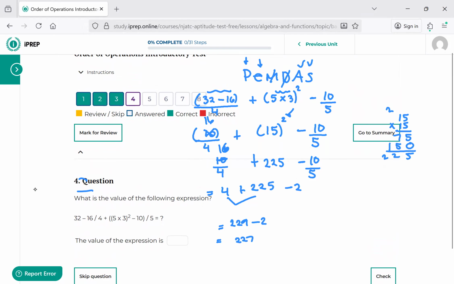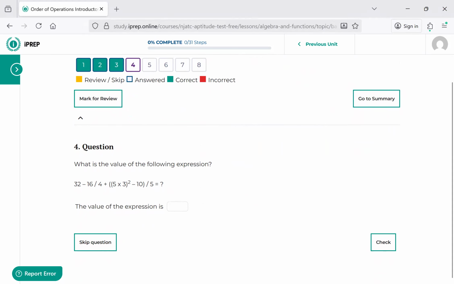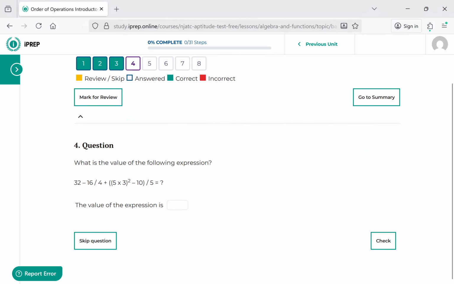Move on to question 4. So here, let me scroll down a bit. Question 4 says, what is the value of the expression? We have 32 minus 16 over 4. So be careful here. This is parentheses 5 times 3, close it with parentheses, squared, minus 10, parentheses over 5. So what I'm going to do is, first, I'm going to write PEMDAS again.